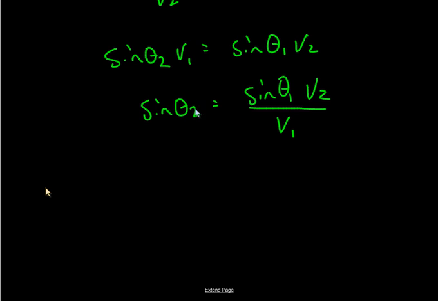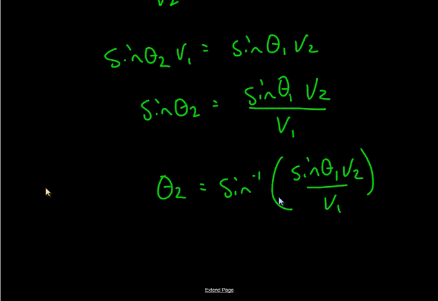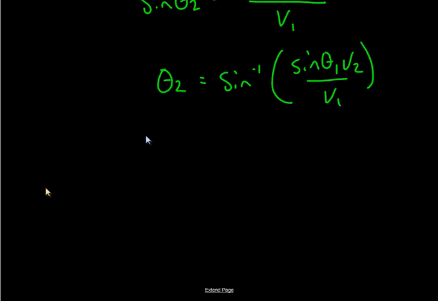And the last thing is we have to do the inverse sine because we want the angle. We don't want the sine of it, we want the angle. So theta 2 is the inverse sine of all of this stuff. Okay, so there's your little algebra review, rearranging a formula. And what we'll get from here is we'll get this.